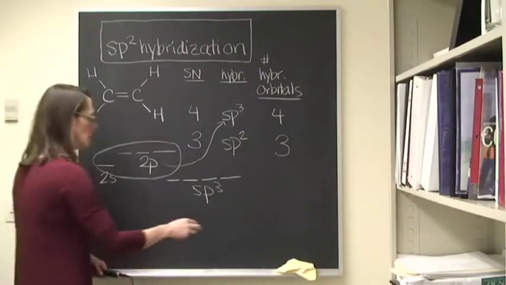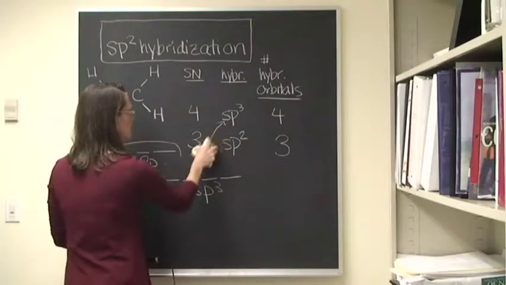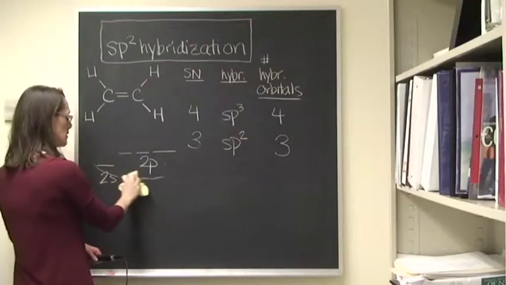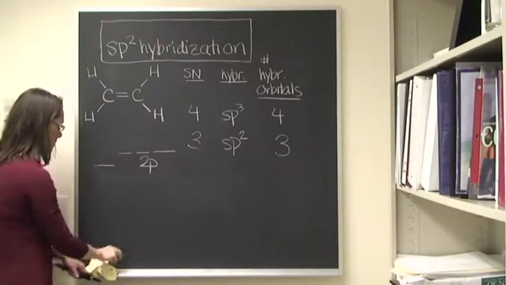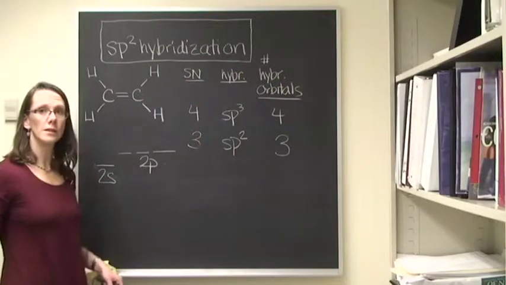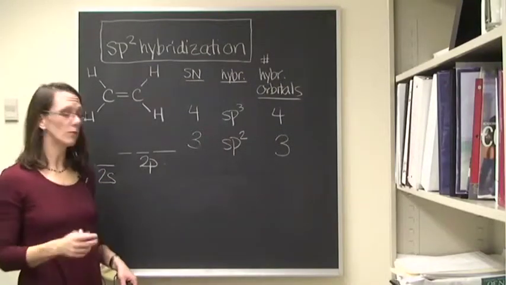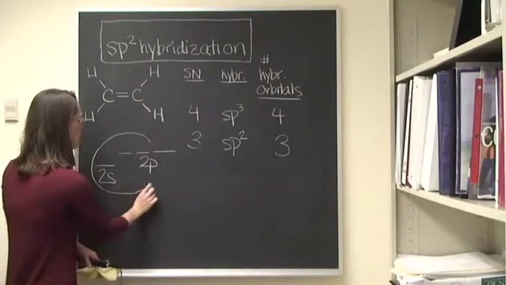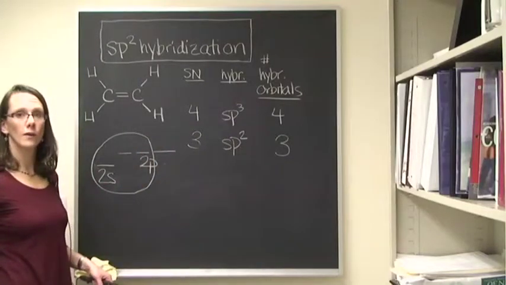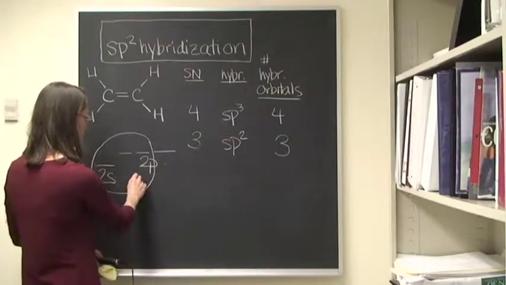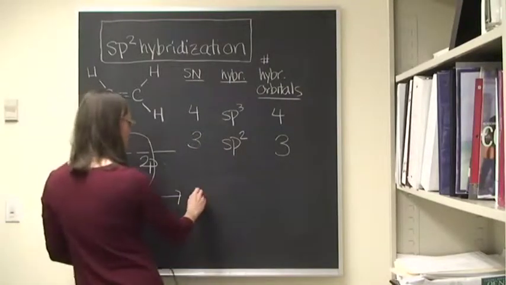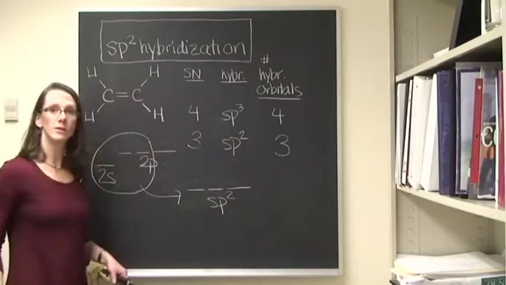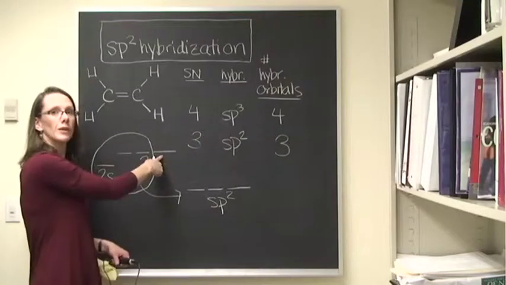So for sp2, we're going to do something different. So I'm going to erase this arrow. For sp2, we're going to look at the same atomic orbitals, so the 2s and the 2p, but here we're only going to make 3 hybrid orbitals, like our table says. So we're going to take the s and 2 of the p orbitals and make 3 hybrid orbitals. So from this, we will get 3 sp2 hybrid orbitals, and we have 1 p orbital left over.